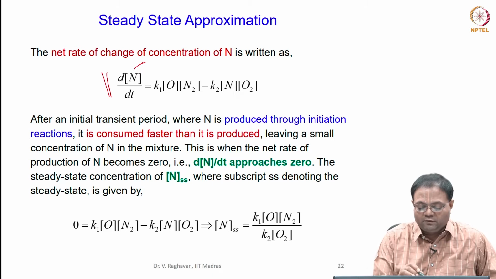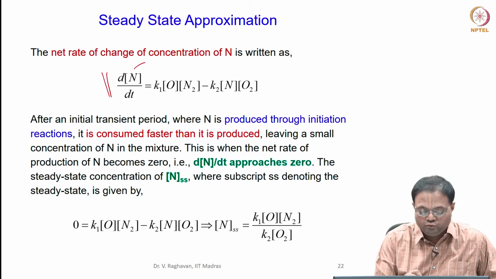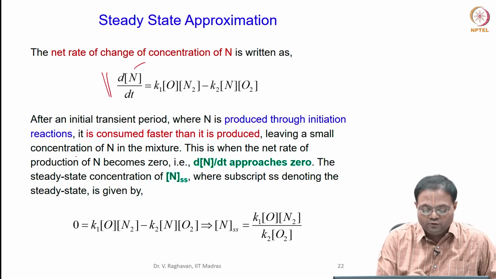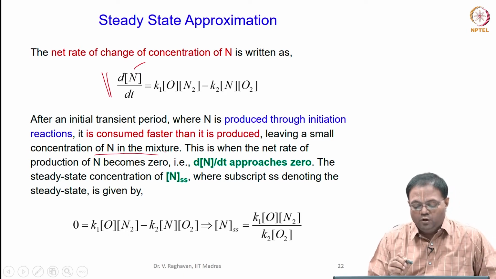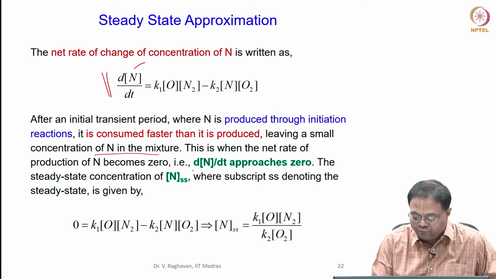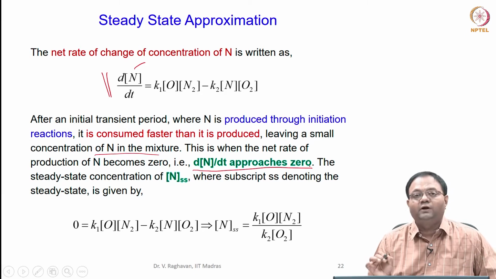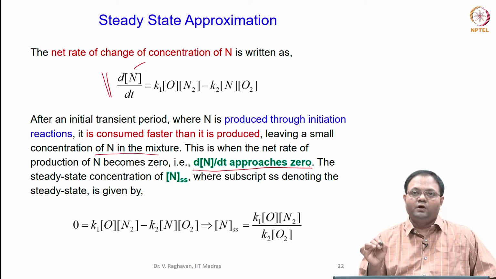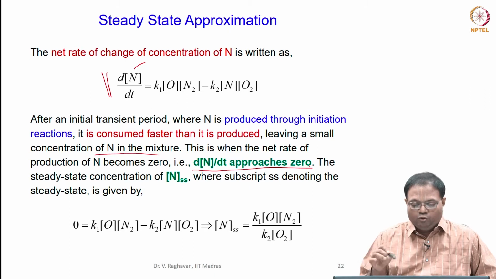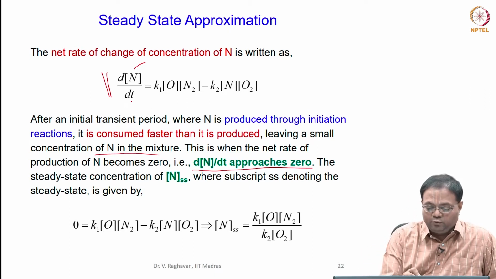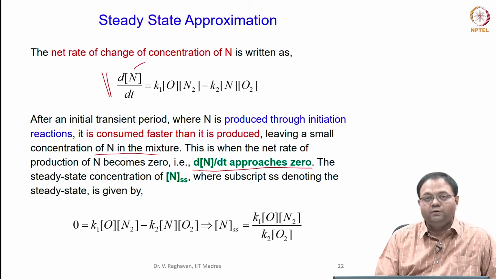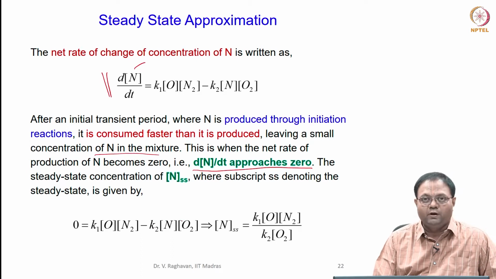Now, after the transient period is over, the N is produced and it is consumed faster. So, now the value of N will be low, and also the rate of change of concentration of N with time approaches 0. So, it tends to 0. So, we can put left hand side 0 here. So, 0 equals the forward reaction rate of the first reaction minus the reaction which is forming NO.